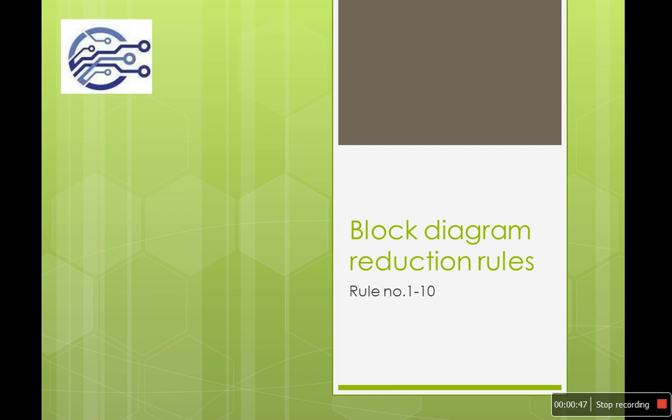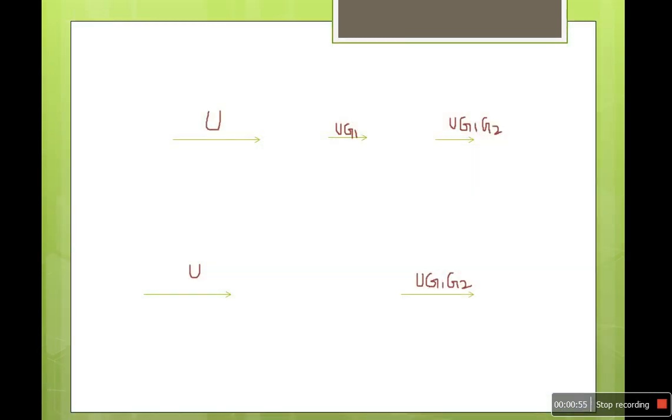Here we are using the block diagram reduction rules in order to represent a complex system in a simple way. We have many complex systems, and in order to represent those complex systems in a simple way, we use block diagram reduction techniques.